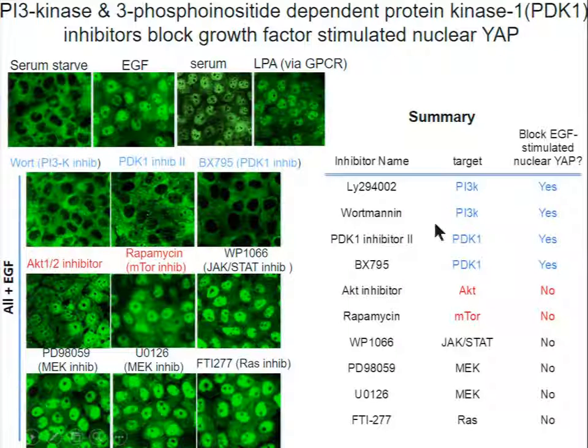Basically, to summarize, what we found is inhibitors of the PI3 kinase PDK pathway inhibited the effect of EGF, but many other inhibitors did not: MAP kinase, RAS, and interestingly, neither did rapamycin or the AKT inhibitors affect the pathway, and that's an important point I'll come back to later. So we see PI3 kinase, because AKT and rapamycin and TOR are downstream of the PI3 kinase pathway, but not involved in this regulation of YAP.